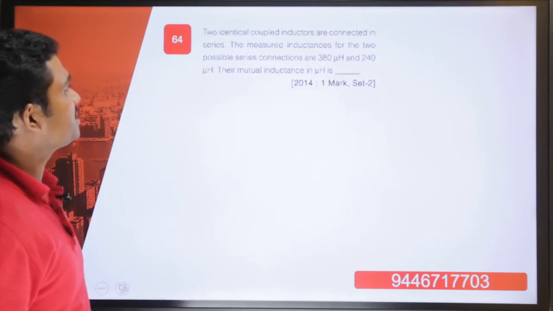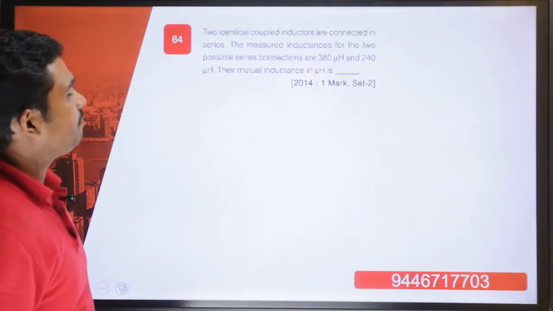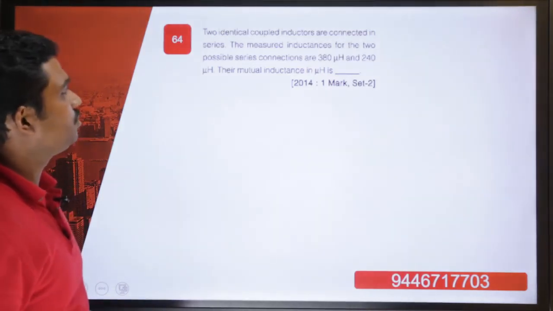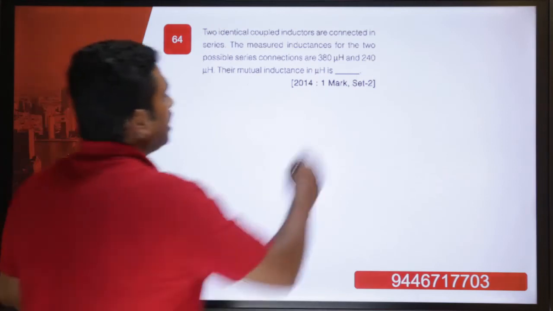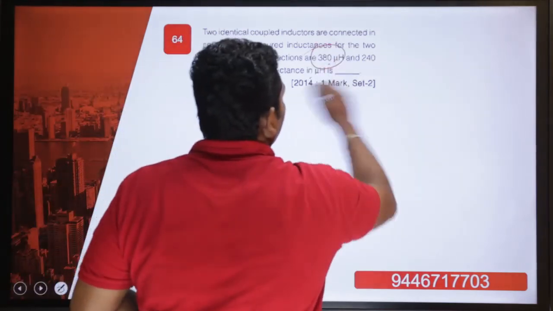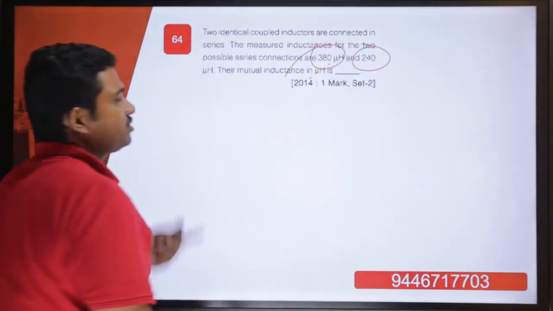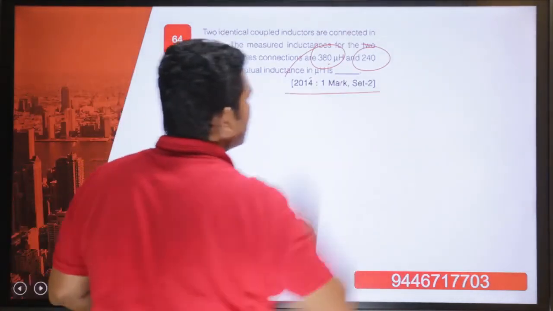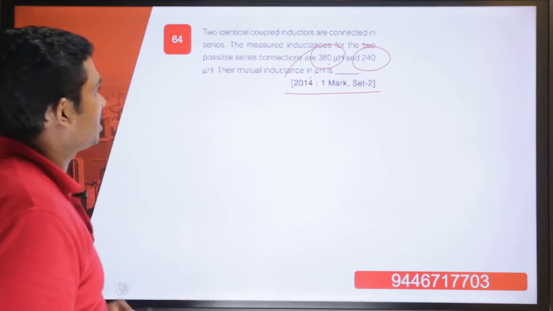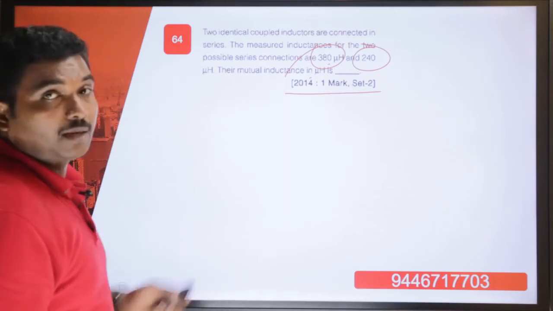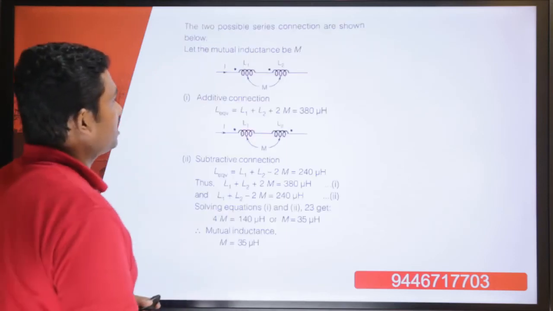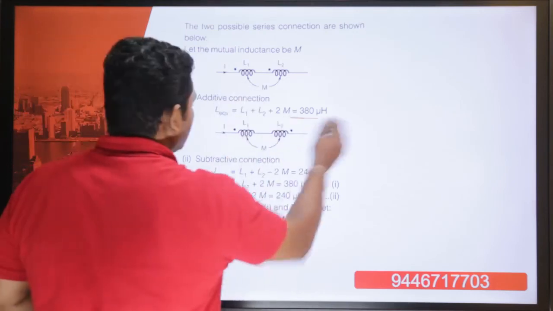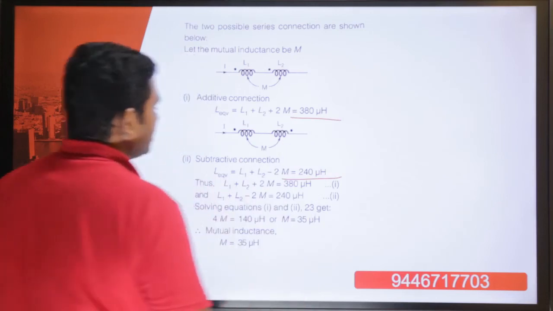Now in question 64, two identical coupled inductors are connected in series. The measured inductances for the two possible series connections are 380 microhenry and 240 microhenry; find the mutual inductance. So this kind of question we already know. If this kind of question comes, definitely you have to collect 1 mark from this. We have already done this question previously. We will have an additive connection and a subtractive connection.